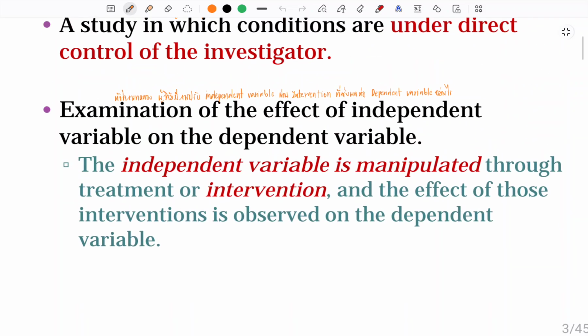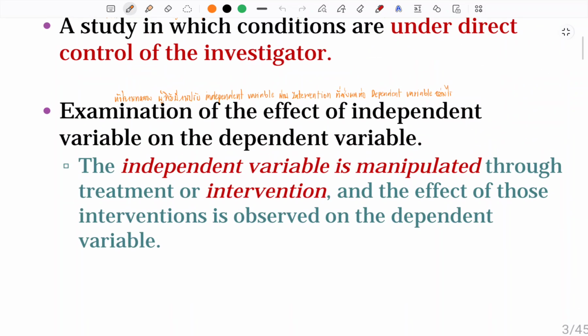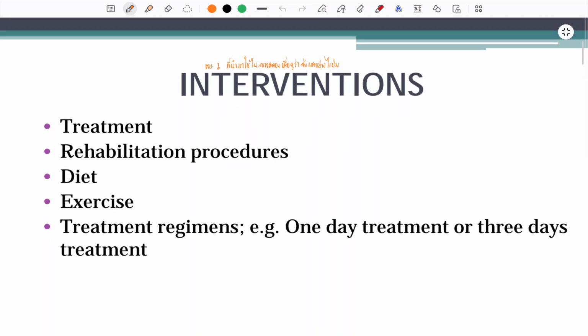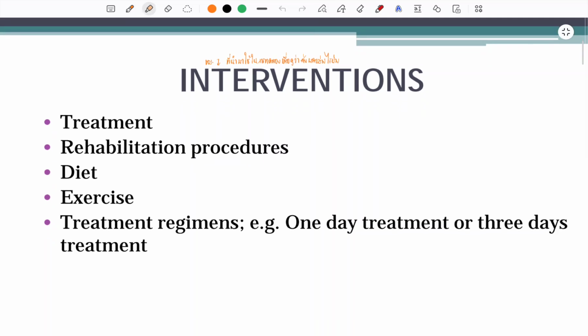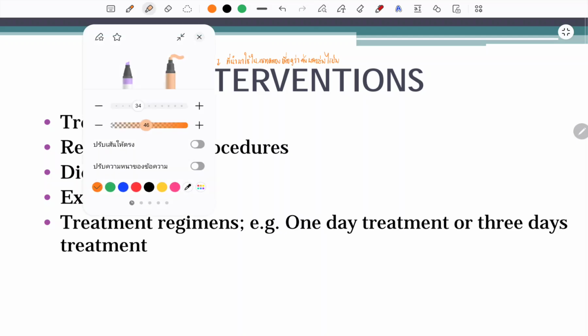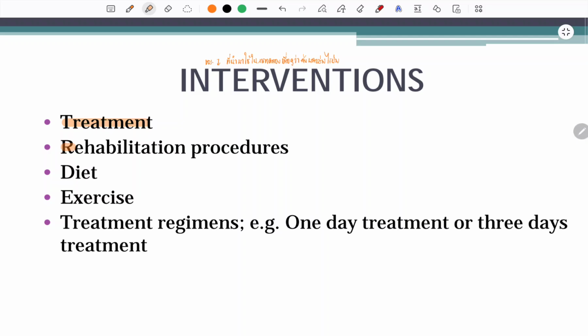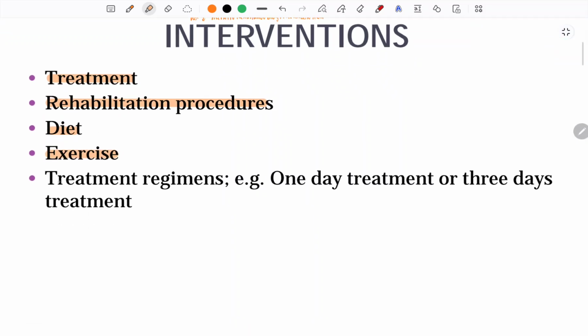Okay, so here are some examples of interventions. Interventions that are commonly given to patients would be treatment, rehabilitation procedures, diet, and exercise. We also have to consider treatment regimens, like how many times a day, how many days a week, how many weeks per month, something like that.